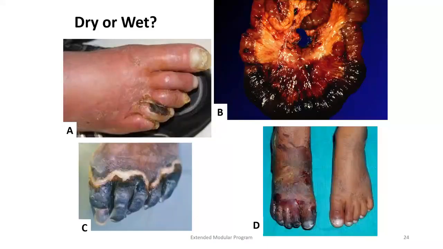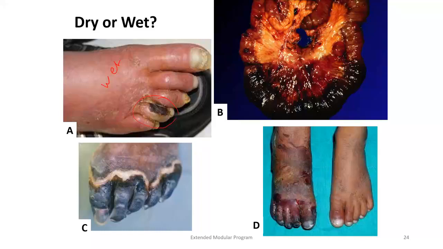Let's match these pictures and tell me A, B, C, D. Which is dry gangrene and which is wet gangrene? All have gangrene, but which is dry and which is wet? Starting with A. Wet or dry? Of course, it's wet because we have a swollen limb here and we have starting gangrene here in the toe in a swollen limb. Fine?